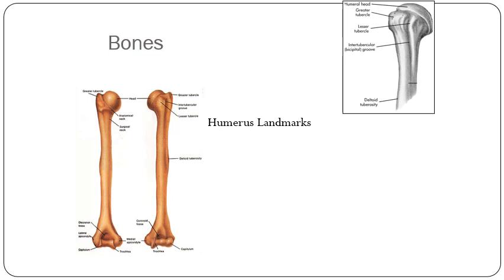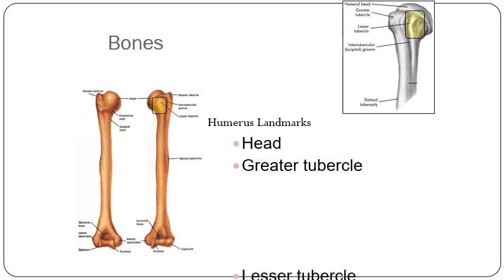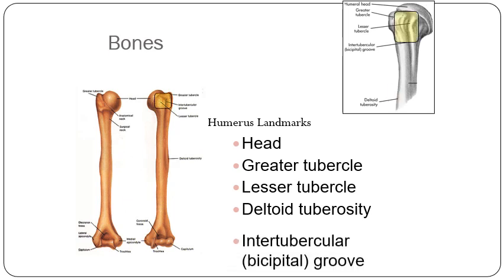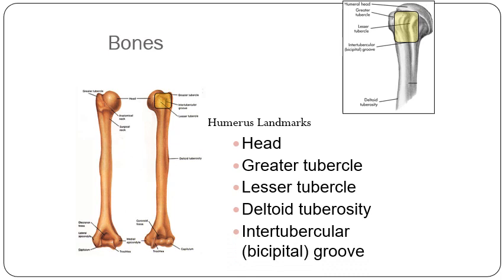Then you have your landmarks on the humerus. You have the head of the humerus. You have the greater tubercle. You have the lesser tubercle. Note the location of all of those. Again, you can see them on the various pictures. You have the deltoid tuberosity. And you have the intertubercular or bicipital groove.